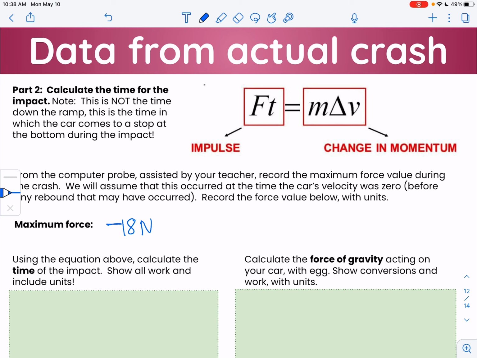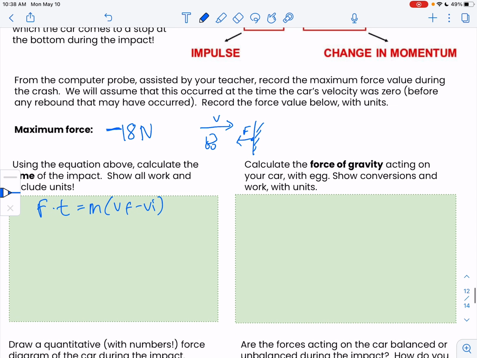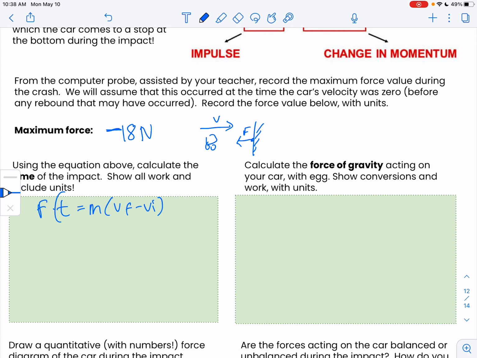And it needs to be negative, right? Because if the car is moving this way, the velocity is this way, when it gets hit by that force sensor, that force is going to be pointing in the other direction. So that needs to be a negative. All right, so here I'm going to have F times T equals M, VF minus VI, to get the time. So this is what you're trying to calculate.